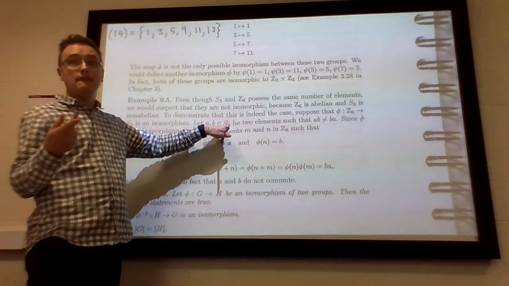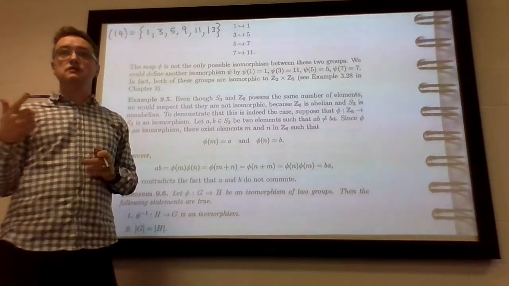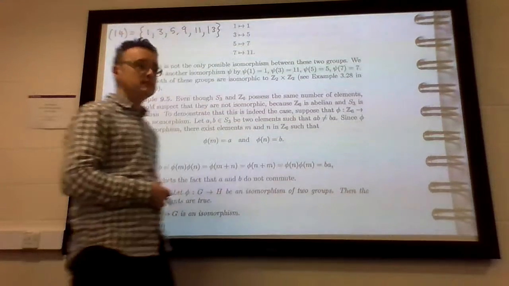Okay? Because composition of permutations is in general not commutative. So you shouldn't be able to prove that AB equals BA. Now how do they prove it?